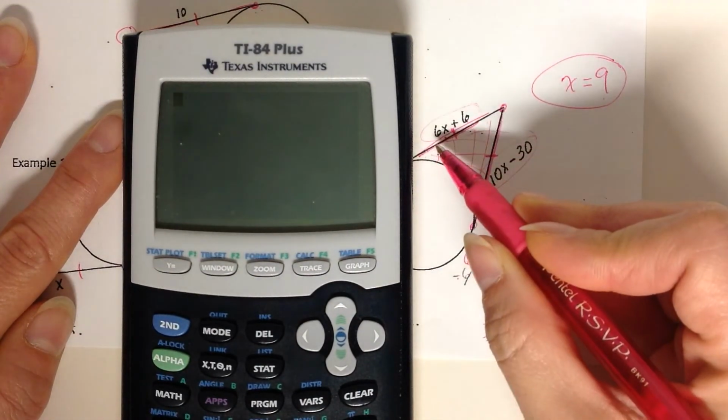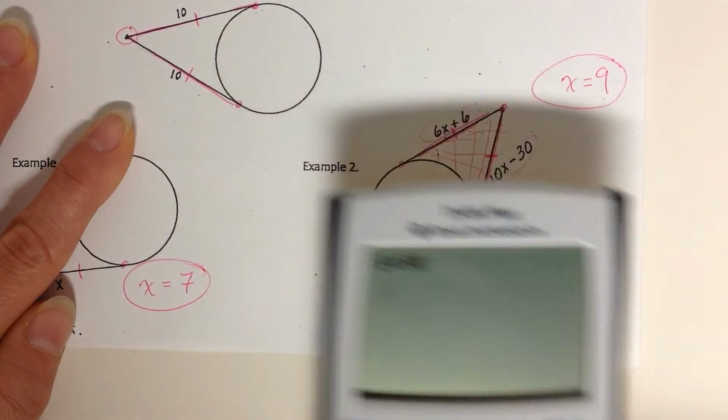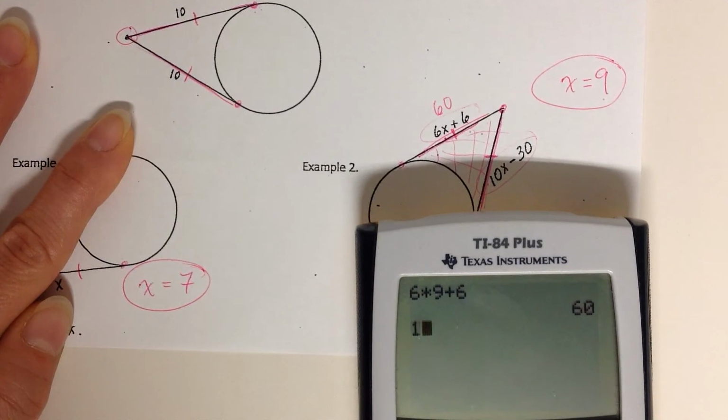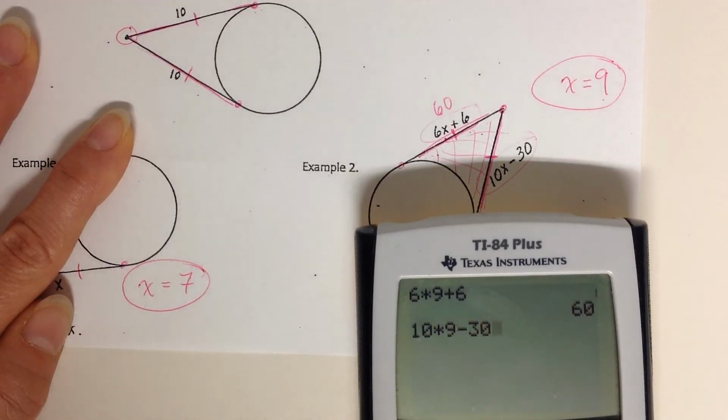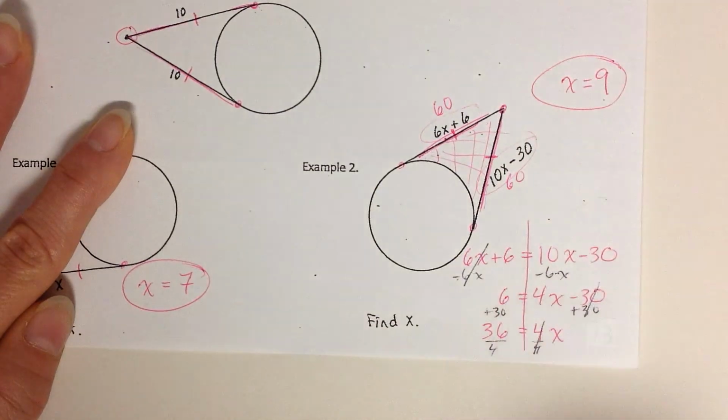So 6 times x. X is now 9. So I'm just substituting. 6 times x plus 6. Some students use parentheses, that's fine. And then 10 times x is 9 minus 30. Okay, so I got 60 for both, which is exactly what I wanted to happen.